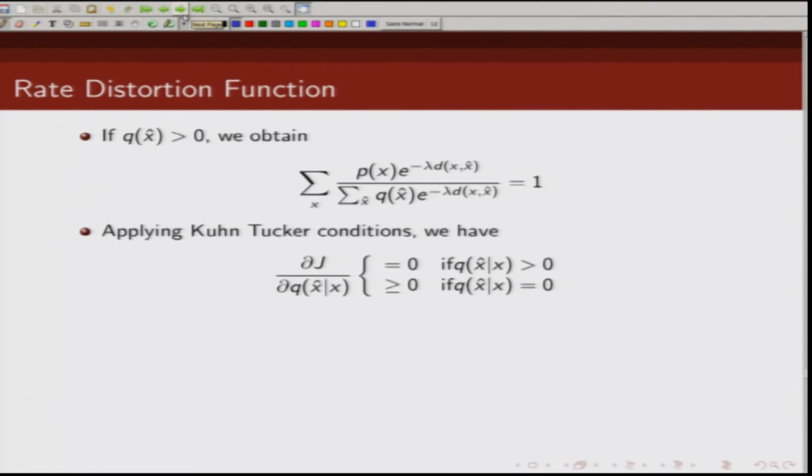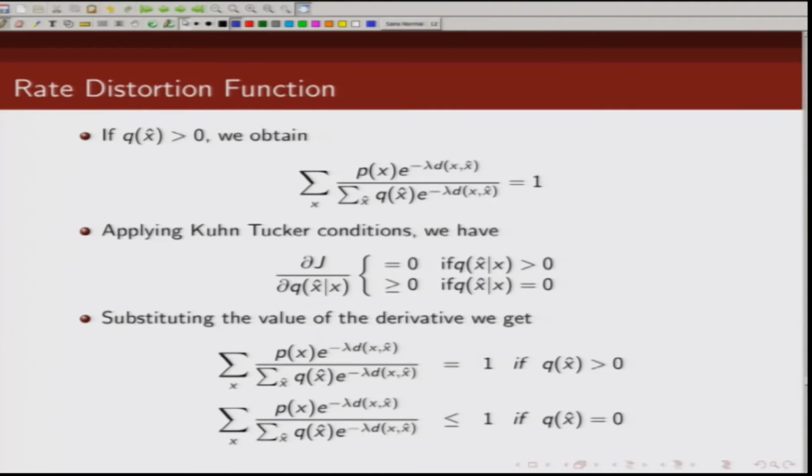Now, applying the Kuhn-Tucker condition, the partial derivative of J with respect to q of x hat given x is 0 if q of x hat given x is greater than 0, and this is greater than or equal to 0 if q of x hat given x is 0. Now, substituting this, we get this condition.